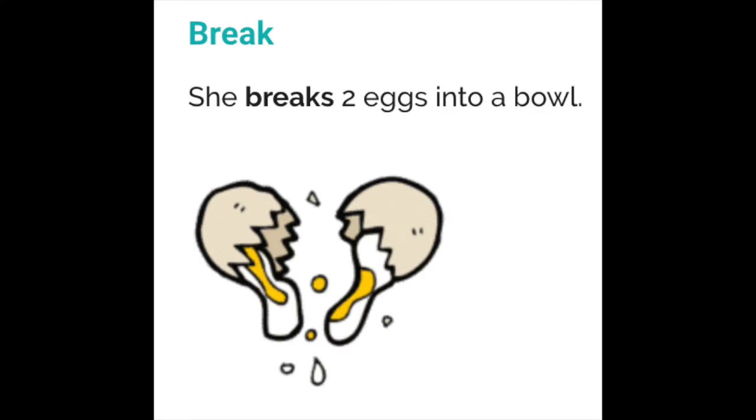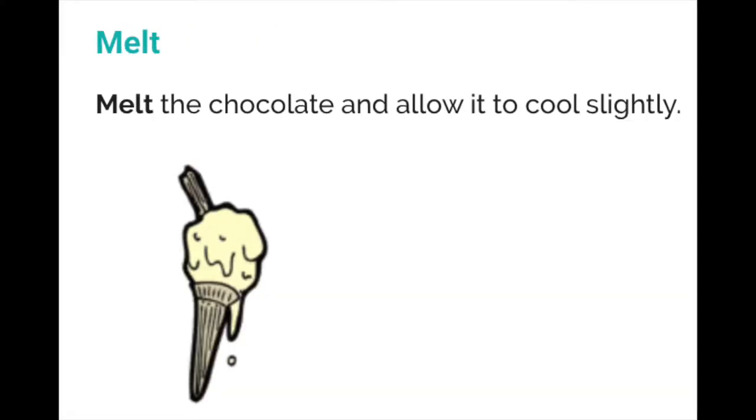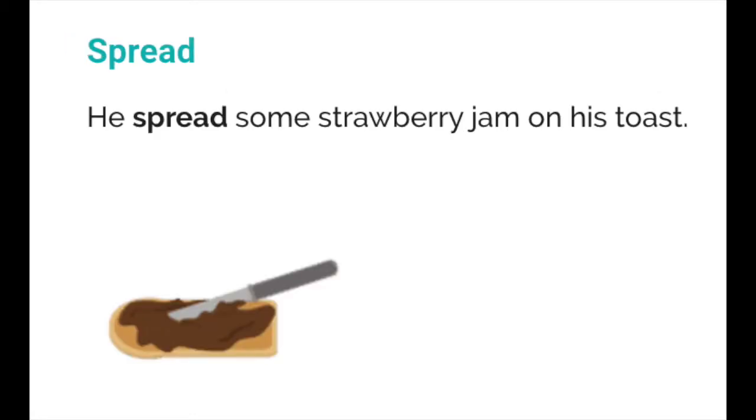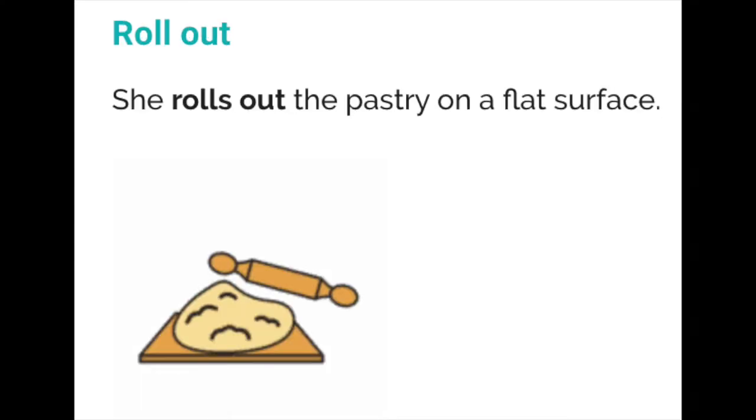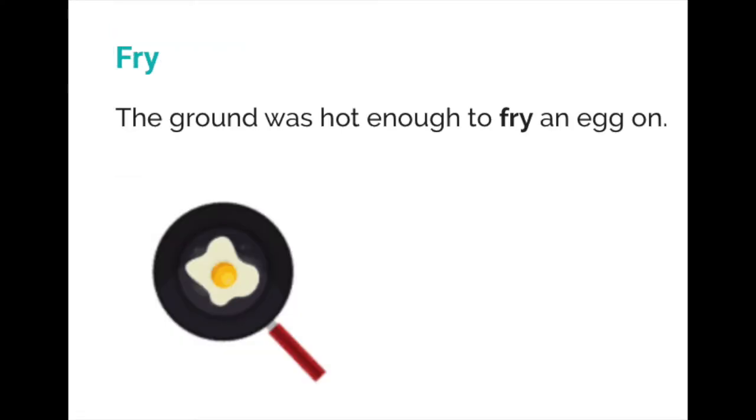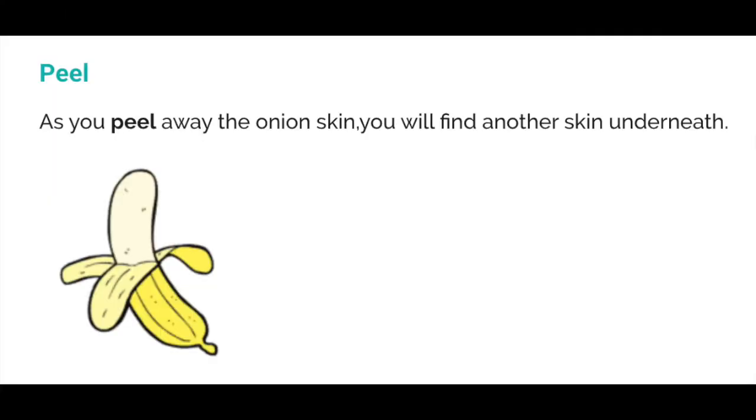Break. She breaks 2 eggs into a bowl. Melt. Melt the chocolate and allow it to cool slightly. Spread. He spread some strawberry jam on his toast. Layer. This cake has a layer of fruit in the middle. Roll out. She rolls out the pastry on a flat surface. Fry. The ground was hot enough to fry an egg on.